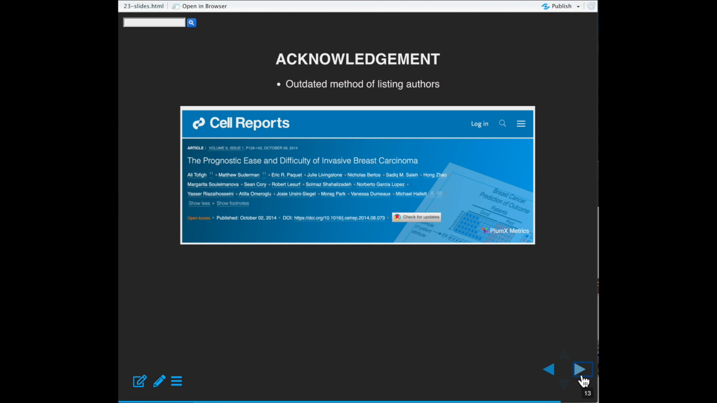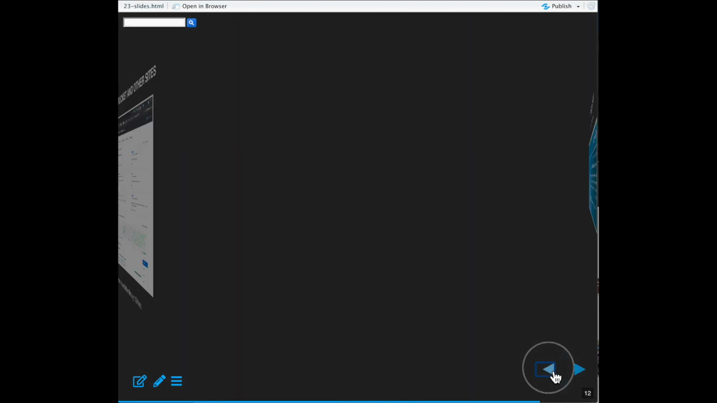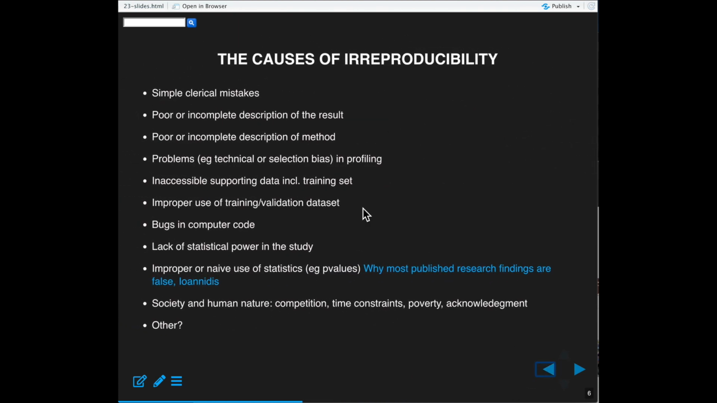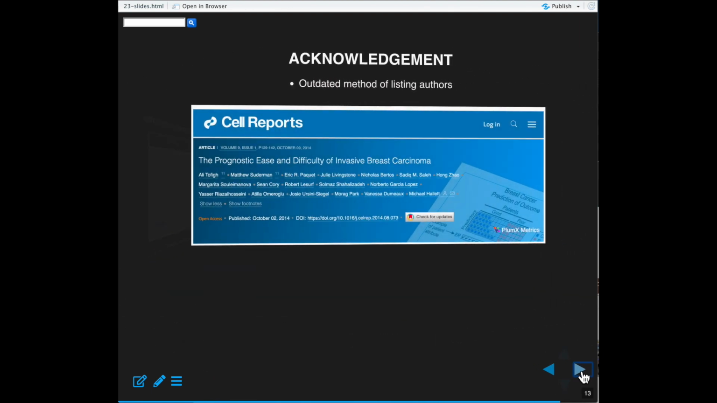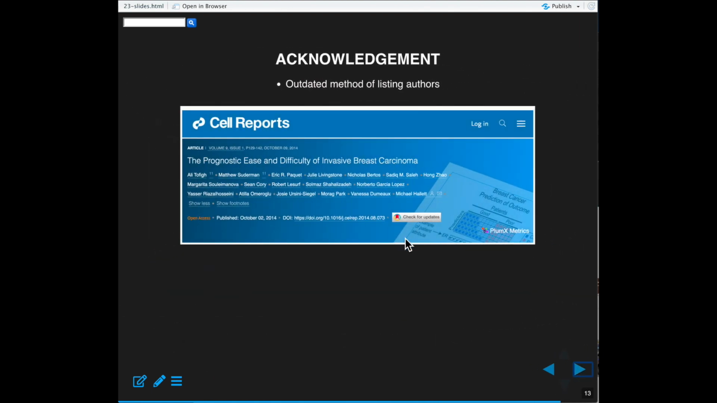The last issue here. If we go back to this, another issue. One thing we ended up on was society and human nature, and why that might contribute to irreproducibility. I wanted to make one more comment about that before leaving. For example, the way that journals list the order of authors is really crazy, right? It's from the 1920s or something, and I don't know why we still do it.